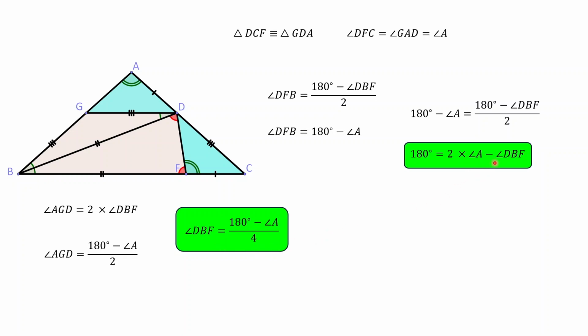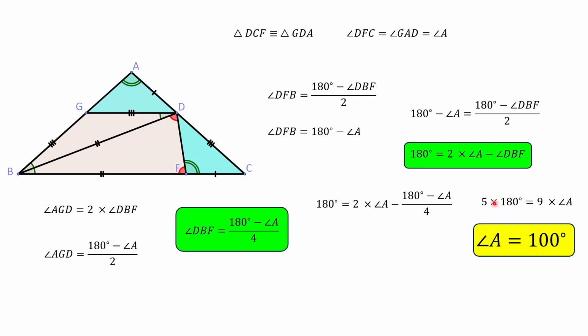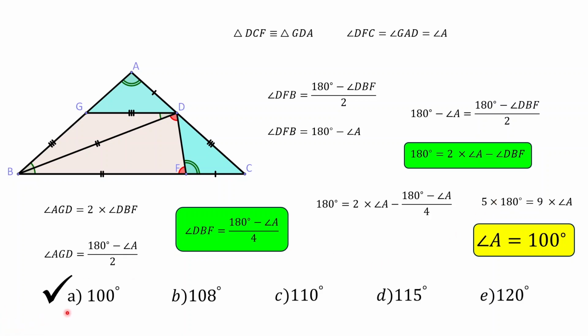Now I can put this one into this equation and we'll be able to solve for the measure of angle A. So 4 will be multiplied to both sides. This we have 4 times 180. This minus 180 goes to the other side. So we will have 5 times 180. 4 times 2 is 8, plus 1, 9. So 5 times 180 is equal to 9 times A. This 9 disappears with the 180 giving 20, and 20 times 5 is 100. So angle A is 100. The correct answer is option A.